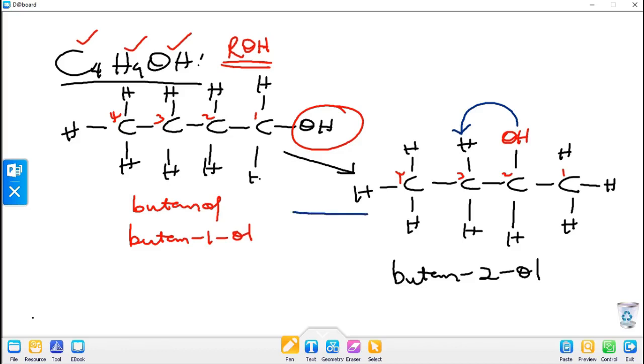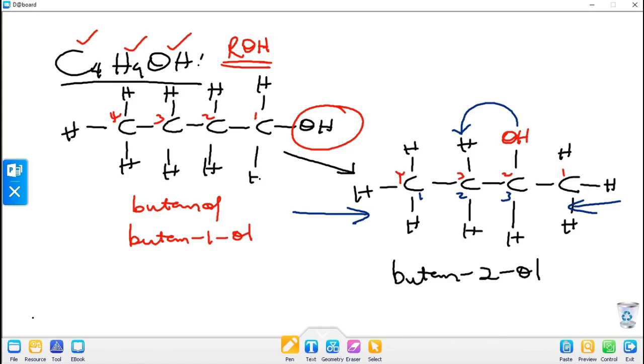Our counting is not going to shift from the left, because the rule says in numbering we have to number from the side that will give the functional group the lowest possible number. You see that? So that is why in this case we still have to maintain counting from the right-hand side, because when we count from the right-hand side, the OH falls at carbon 2. But if we count from the left-hand side, it could have fallen at 1, 2, 3. Can you see that? And that would be wrong.